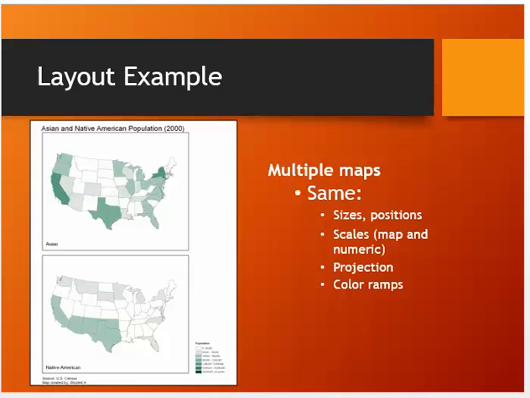So here's an example of putting multiple maps on the same page. Again, we have the same geographic extent, so make sure the scales are the same. Make sure your color ramps are the same if you're showing the same data. In this case, we're showing Asian and Native American populations as a percentage. Make sure you use the same numeric scale on both maps. That way, they're easily compared one to another. You don't have to look at two different legends.